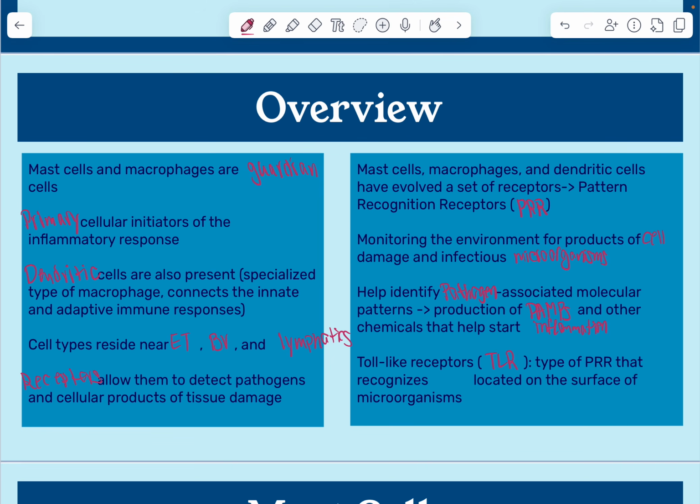Toll-like receptors are an important type of pattern recognition receptor, and these are going to help recognize any of those pathogen-associated molecular patterns that are on a cell surface of a microorganism.